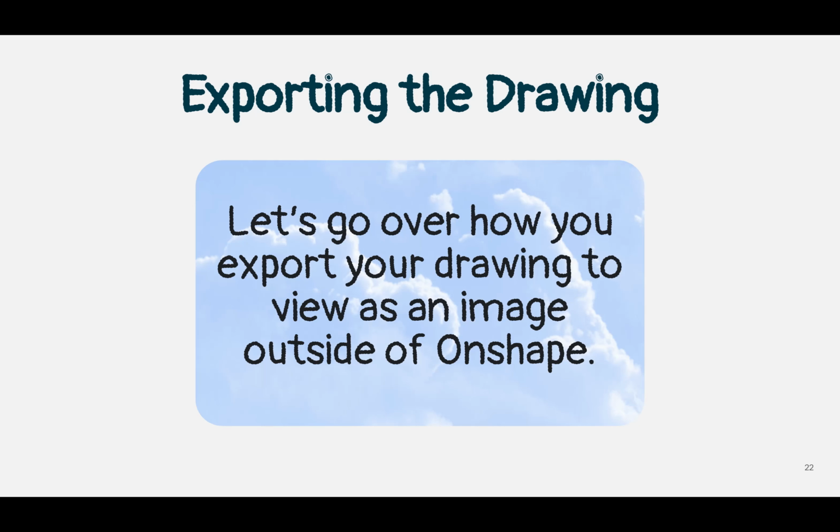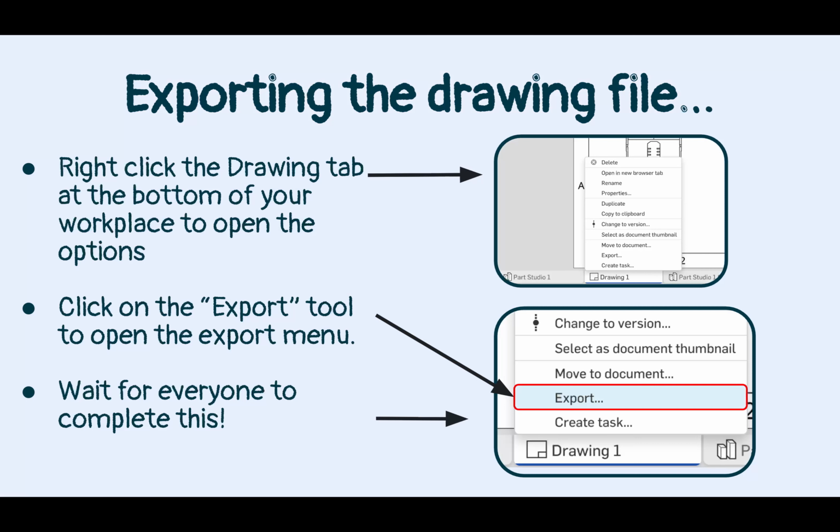Now, let's move over to exporting the drawing. This means you can export your drawing to view as an image outside of Onshape to, in the future, print, view on your computer, and in general, take outside of the Onshape system. To export, right-click on the Drawing tab at the bottom of your workspace to open the options. Click on the Export tool to open the Export menu.